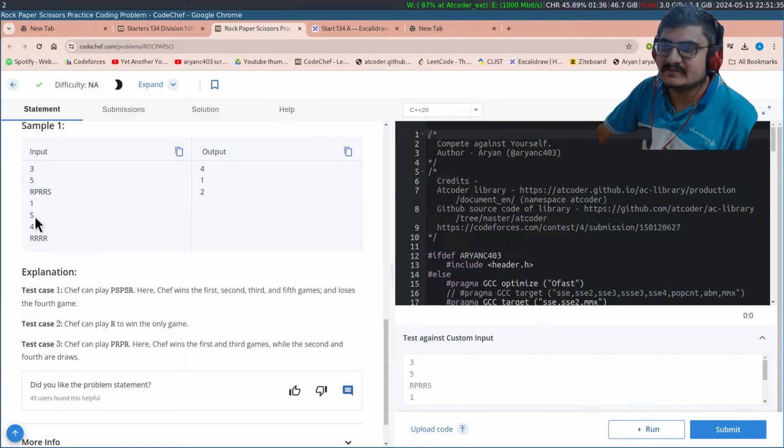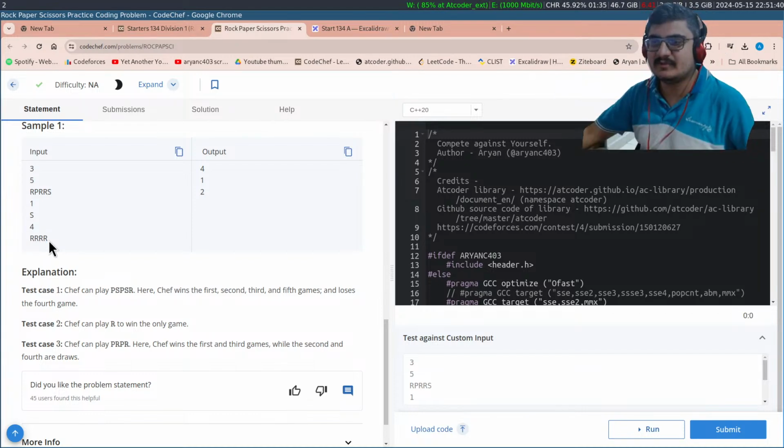Similarly, if only one is there, we can play one move. And if everything is rock, it's the same case as we discussed, the answer should be 2.